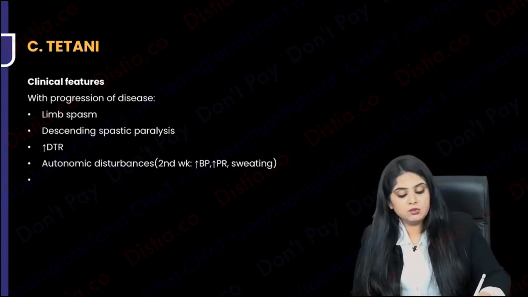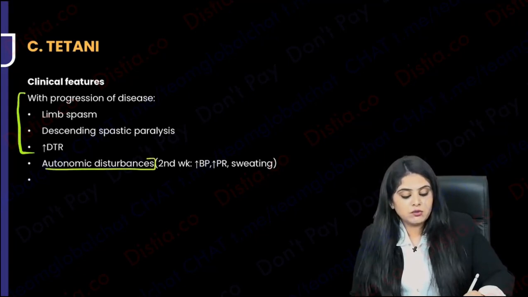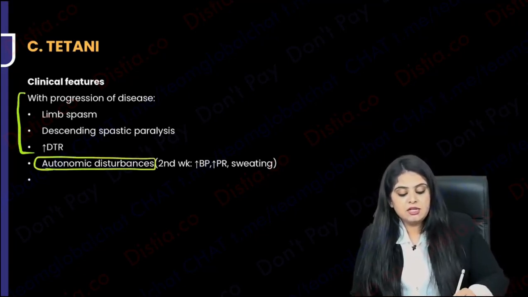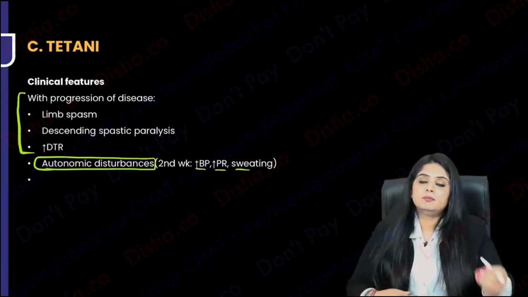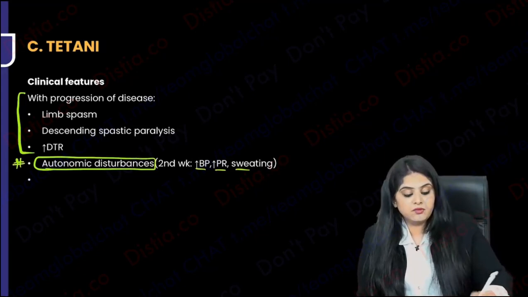But all of this was okay. As long as the spasm was going on, fine. By the second week, autonomic symptoms also start. Autonomic disturbances start, like the blood pressure, the pulse rate, the sweating ability, all of these start happening. That is something which is more worrisome.